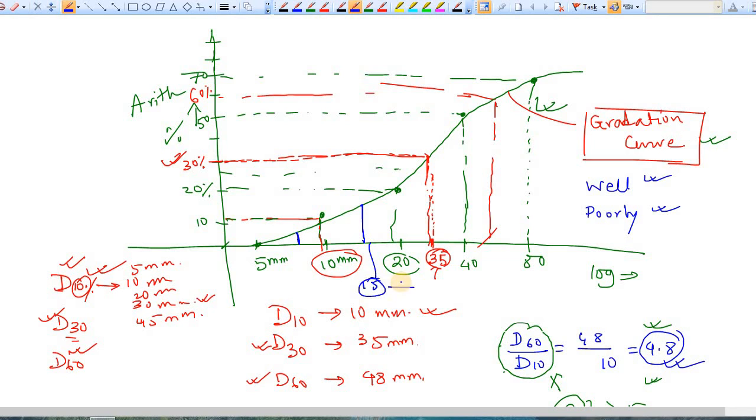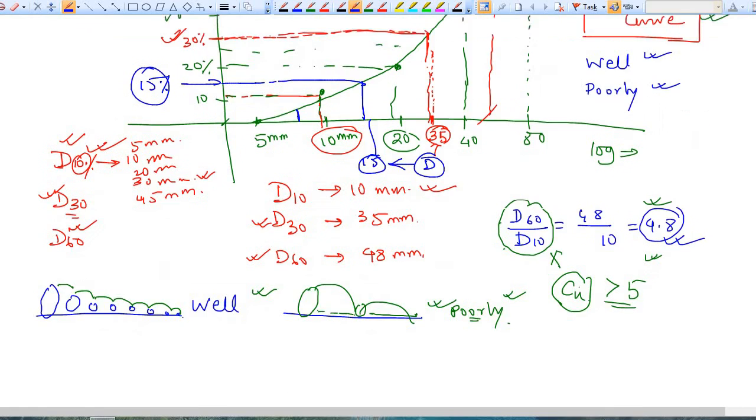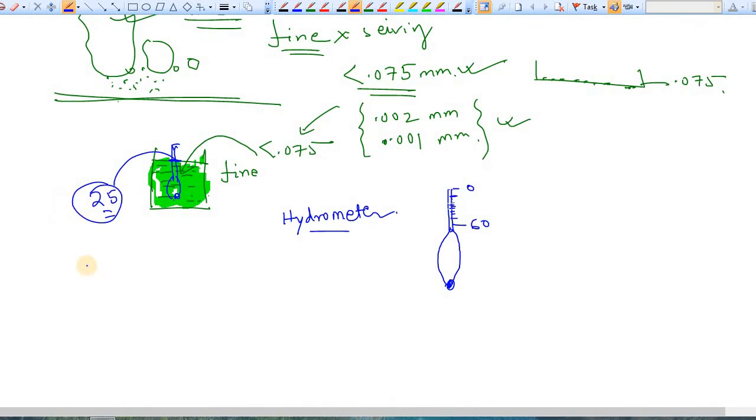So you need a diameter of particle d, and you need the percentage of passing. Let's say 15%. So your requirement for drawing your gradation curve is, first, the diameter of particle, and second, the percentage of passing.